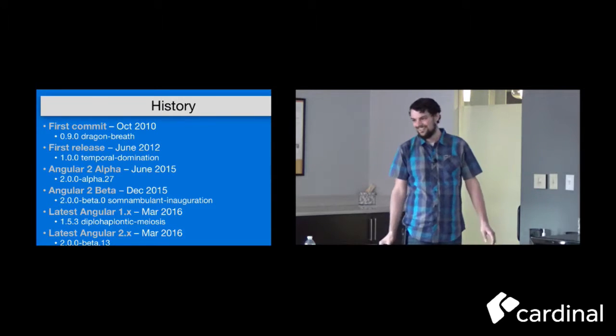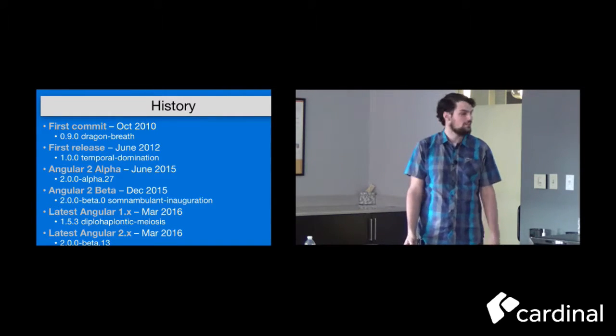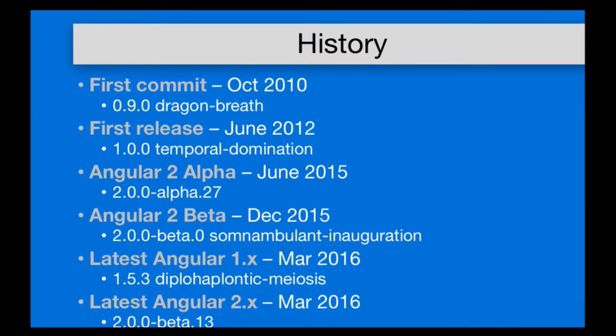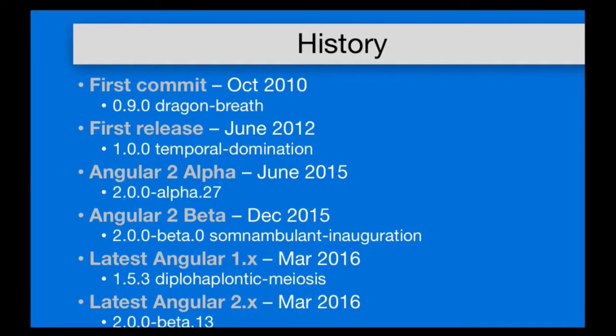So some history behind Angular. The first commit that I found on the changelog was from 2010. And it's kind of cool that they named some of their releases. So the first one was Dragon Breath. And then their first actual release was a couple years later. This brought a lot of changes, where they're getting rid of an attribute widget and just combining it all into a directive.